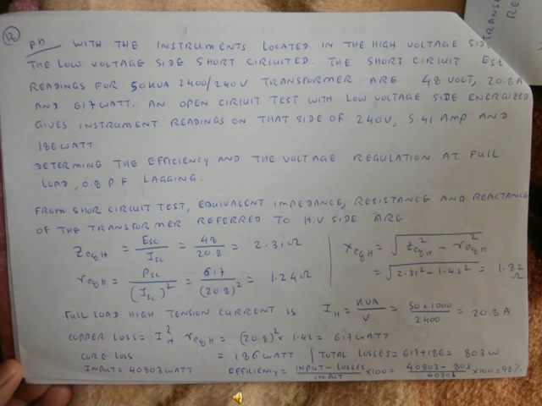So input power will be 40803 watt because the output power is 40,000 watt, plus the losses, which is 803, so 40803. So that we can calculate the efficiency. The efficiency will be input minus losses divided by input, so 40803 minus 803 divided by 40803 multiplied by 100, you got 98%.